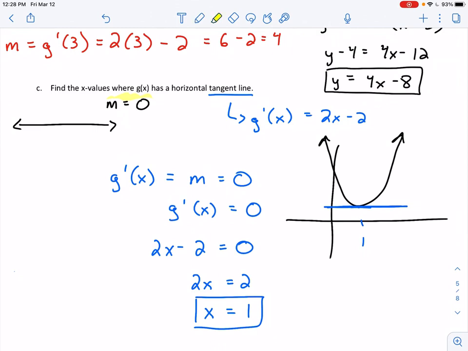I want you to just keep in the back of your mind, I want you to be thinking about what else is special about this point. What else is special about our graph of our parabola here in this case at x equals 1? Because there is something pretty important about our graph at x equals 1 that you might argue is the most important part of this graph.